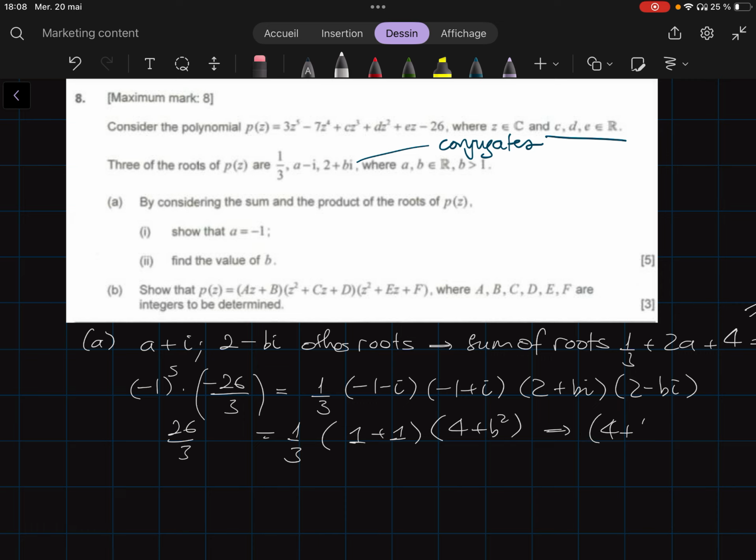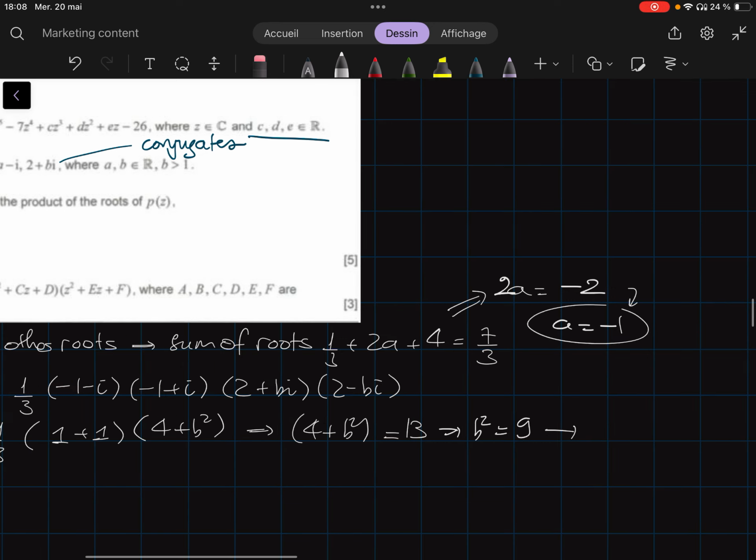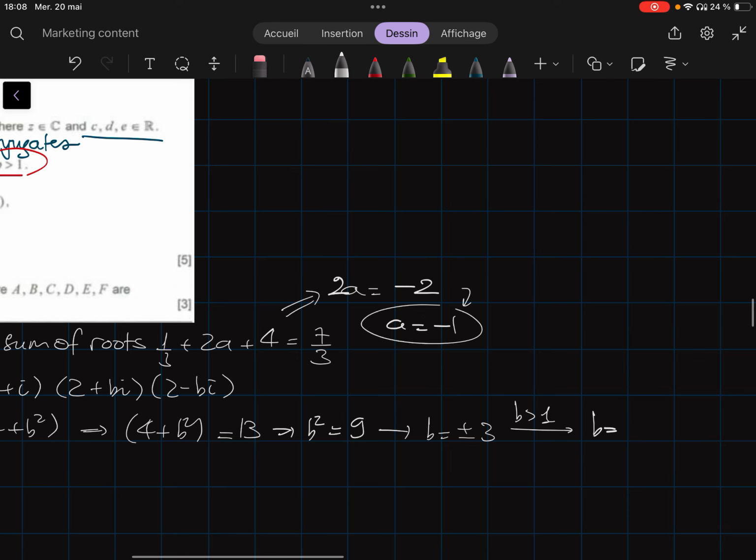And thus 4 plus b squared is equal to 13. B squared is equal to 9. B is plus or minus 3. We also know that b is greater than 1. B has to be equal to 3.